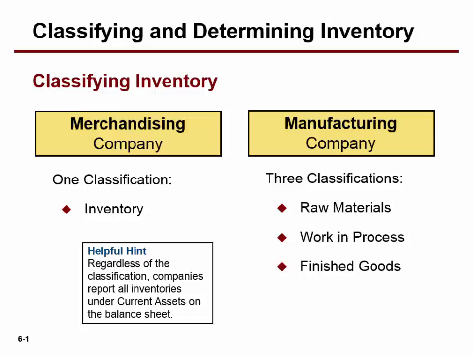So a manufacturing company might be Nike. A merchandise company, a retail company is going to be Nordstrom, let's say, right? And we're looking at the standpoint from Nordstrom.